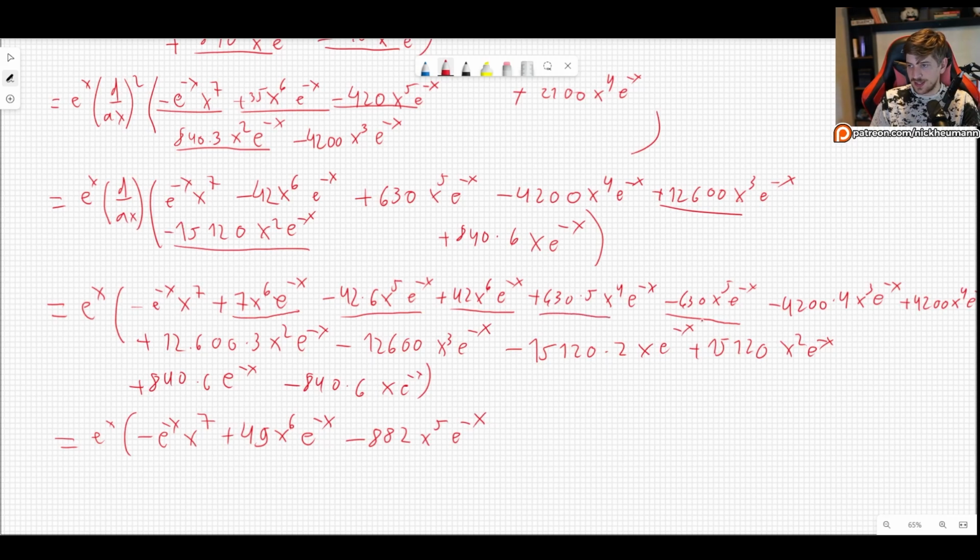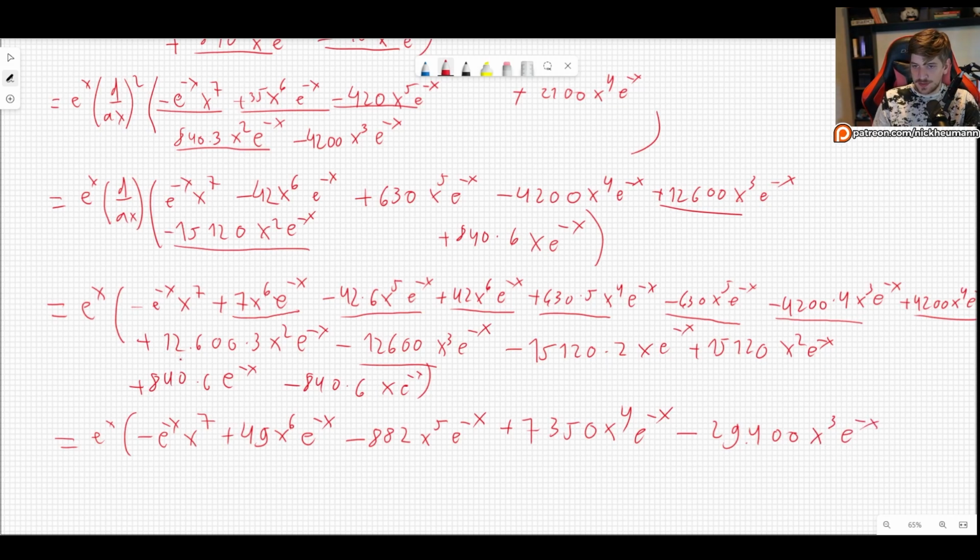Then we have this and this. So that is 630 times 5 plus 4,200. So that's 7,350 x to the fourth, e to the minus x. Then we have this and this. So that is 4,200 times 4, or rather, we just add them together and then put the minus sign, 12,600. That is 29,400 x cubed e to the minus x.